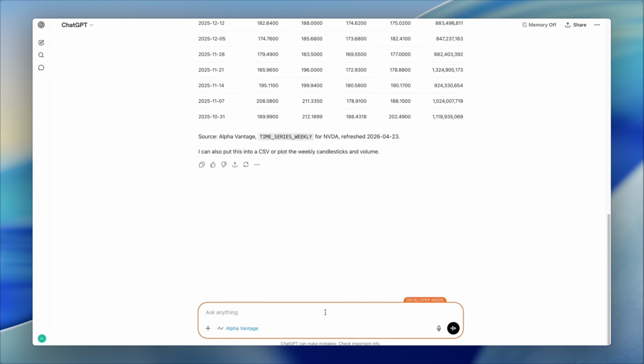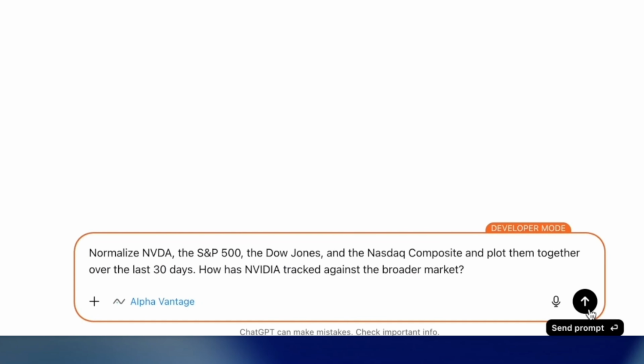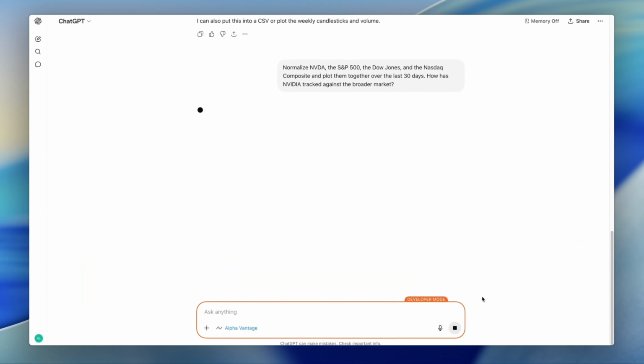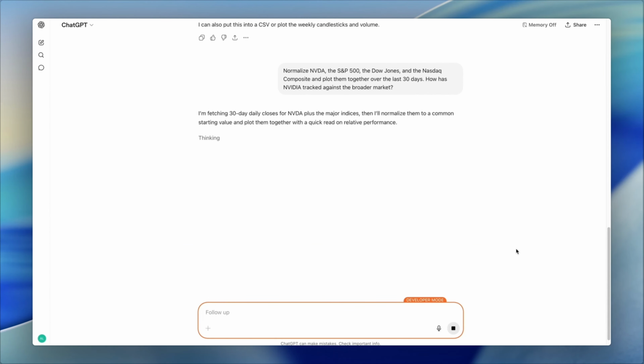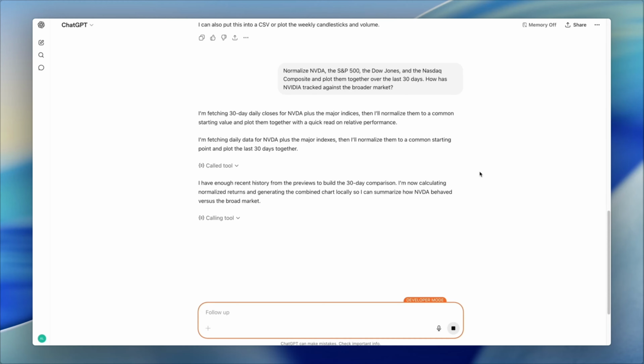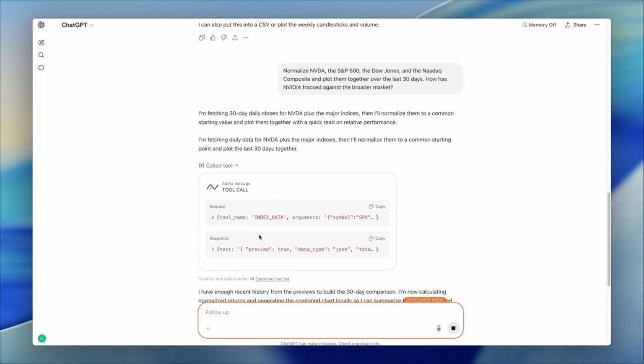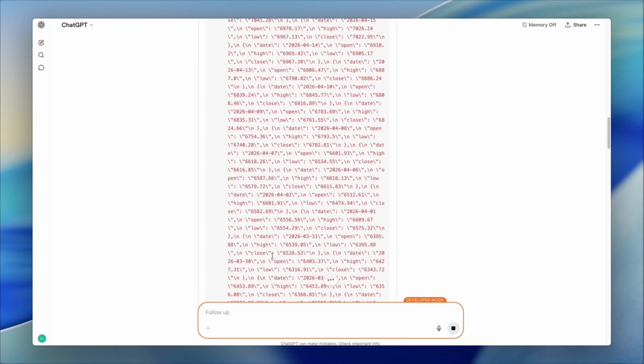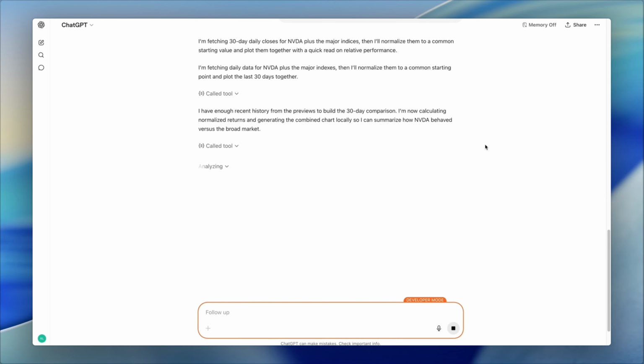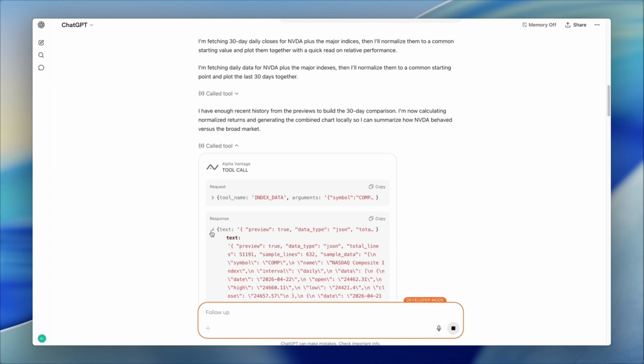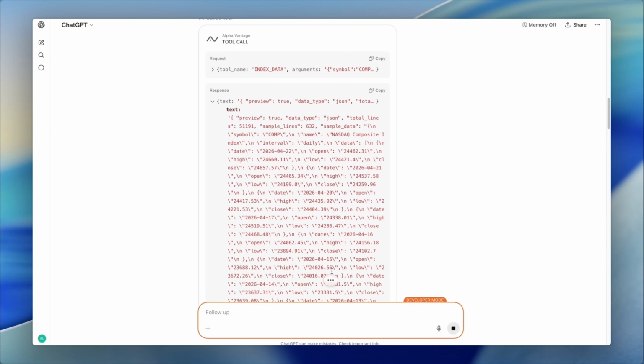Now let's add some context by benchmarking NVIDIA against the S&P 500, Dow Jones, and NASDAQ Composite. By normalizing everything to 100 at the start of the period, we can start to differentiate whether NVIDIA's recent move is idiosyncratic or just riding the broader market tide. Once again, ChatGPT will call a few different tools from the Alpha Vantage MCP server in order to get the data it needs.